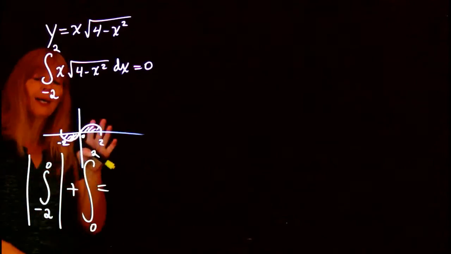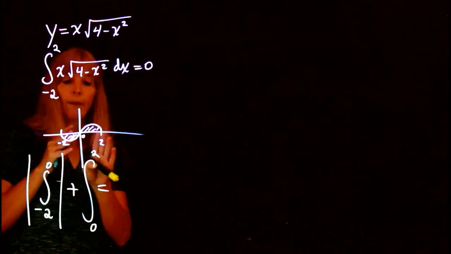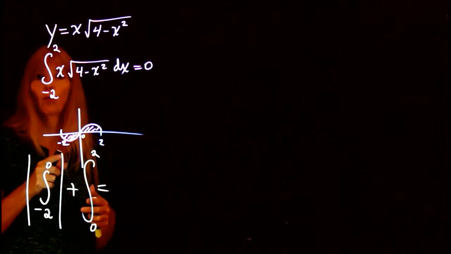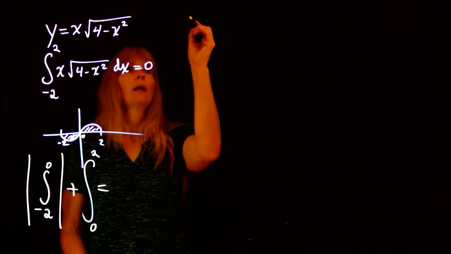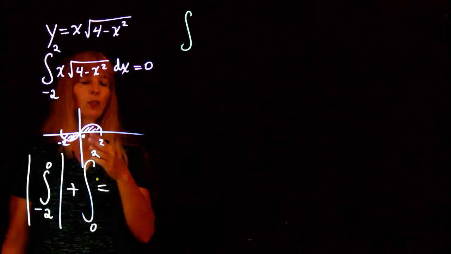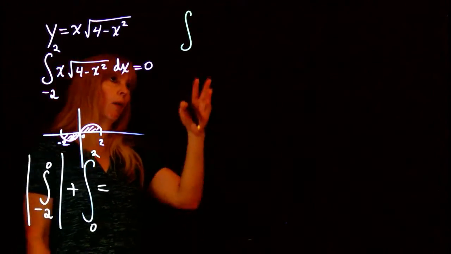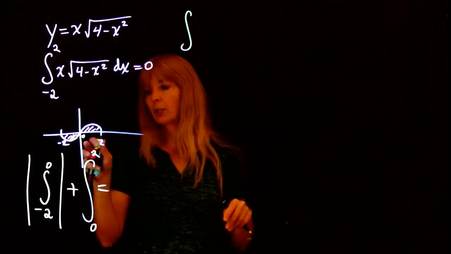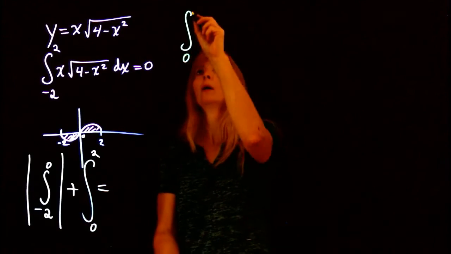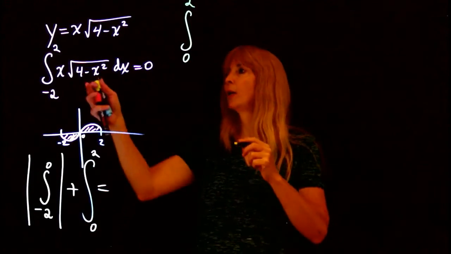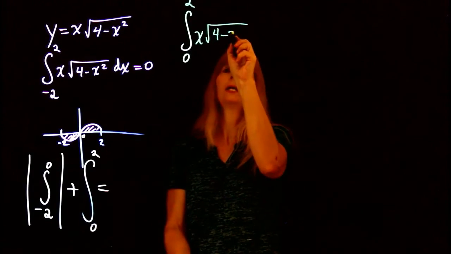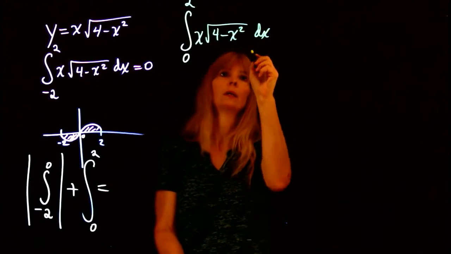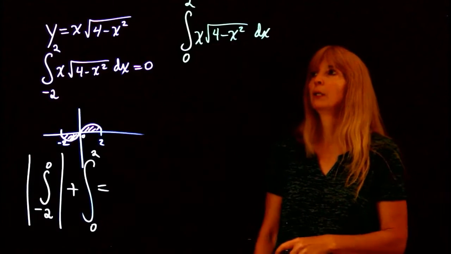All right, but because I know this is symmetric, then I know I can just find either one and double it. So let's do that over here. Doesn't matter which one, I don't feel like writing absolute value bars over and over and over. So let's do the 0 to 2. And then my function, which is x times the square root of 4 minus x squared, and then my width. Remember, that's just the width piece.